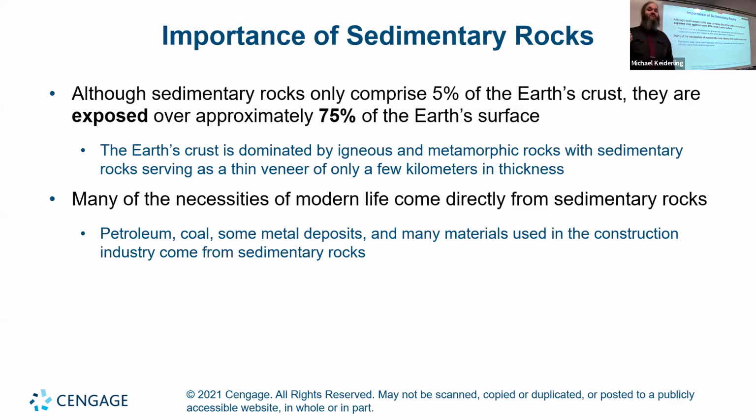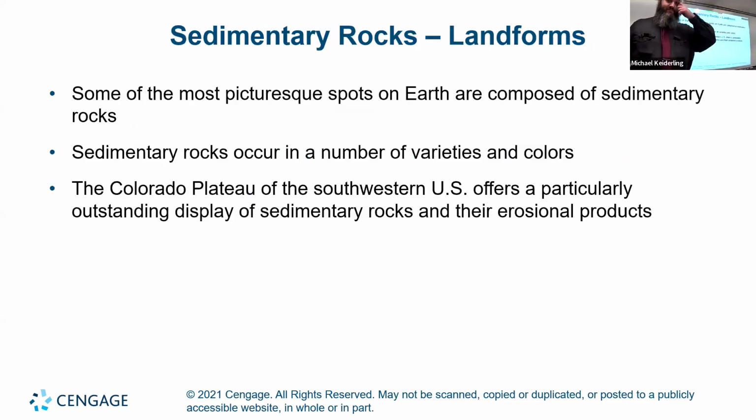And a lot of the necessities of modern life come directly from sedimentary rocks. Things like petroleum, coal, certain metal deposits. The most common type of iron ore is a sedimentary rock, for example. And many materials that are used in the construction industry, like the gypsum in drywall and things like that, all come from sedimentary rocks.